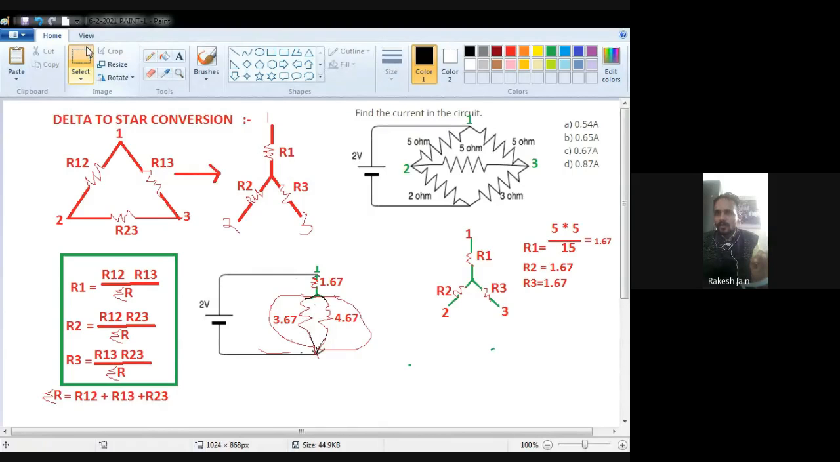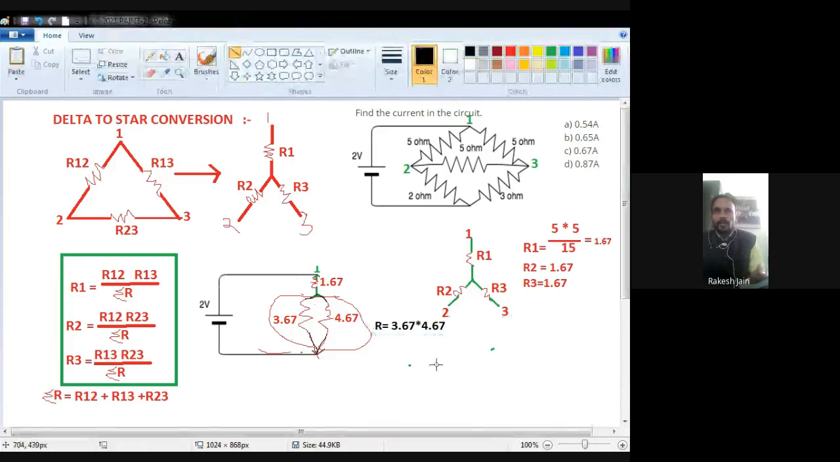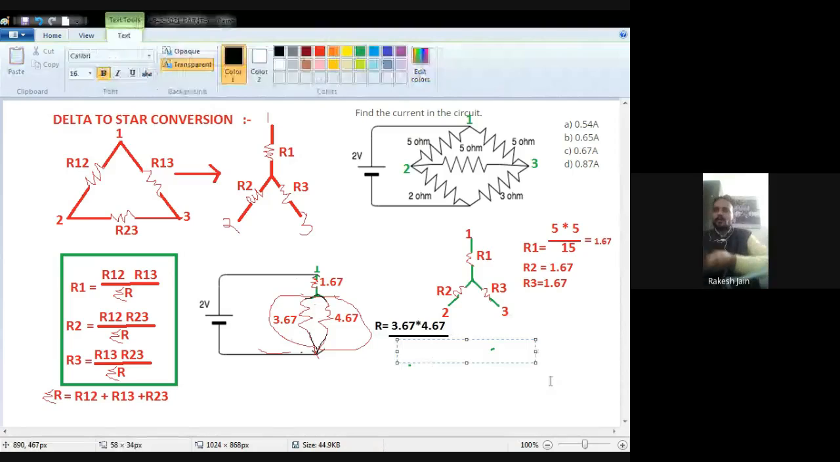Similarly here, this 3 ohm and 1.67 ohm resistances are in series, so both are added with each other, they will be removed, and a resistance of 4.67 will come there. They will be removed completely, and a new resistance of 4.67 will be there.